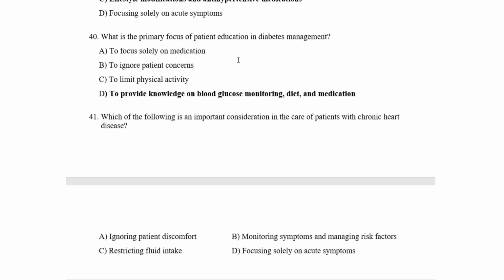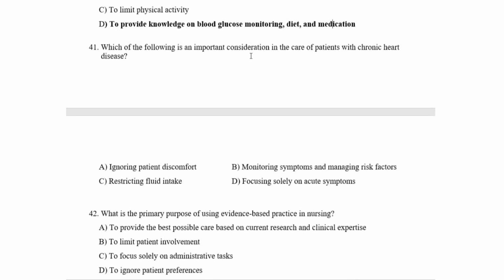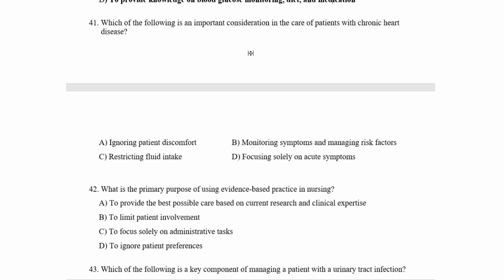Well, similarly let's look at question number 41. Which of the following is an important consideration in the care of patient with chronic heart disease? Option A, ignoring patient discomfort. Option B, monitoring symptoms and managing risk factor. Option C, restricting fluid intake. Option D, focusing solely on acute symptoms. The correct answer is option B, monitoring symptoms and managing risk factors.